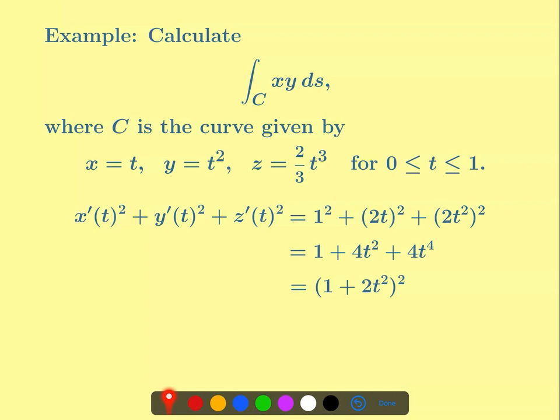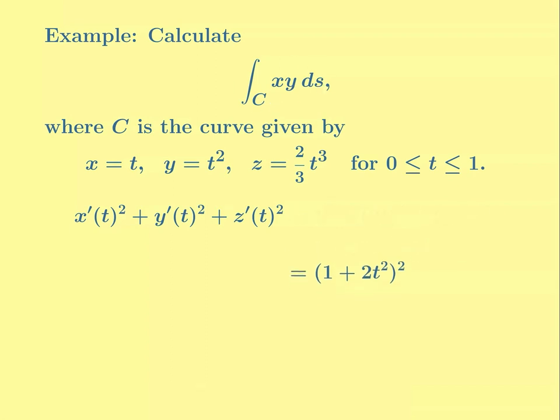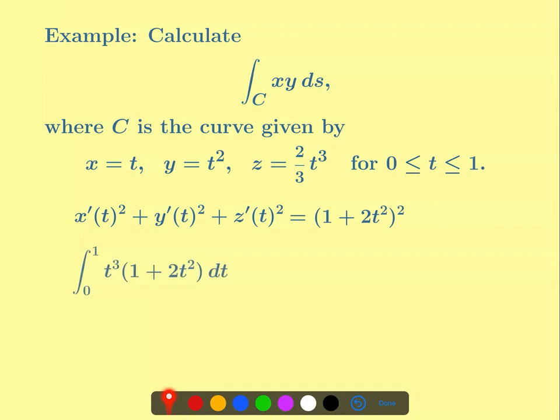So when I set up this line integral, I'm going to have t going from 0 to 1. And ds is going to be the (1 plus 2t squared) dt, the square root of this. The t cubed is coming from x times y. x is t and y is t squared. So x times y will be t cubed. So I've just replaced everything in this line integral and put them in terms of t. So xy is t cubed, ds is (1 plus 2t squared) dt.